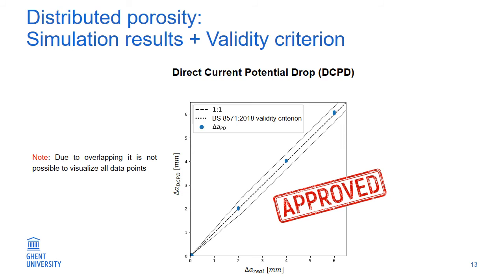In this slide, crack growth values obtained using DCPD simulations combined with Johnson's equation are presented. This plot is analogous to the plot presented in the previous slide. Once more, all points fell within the validity limits defined by BS 8571, implying that the simulated distributed porosities did not significantly affect the DCPD results.